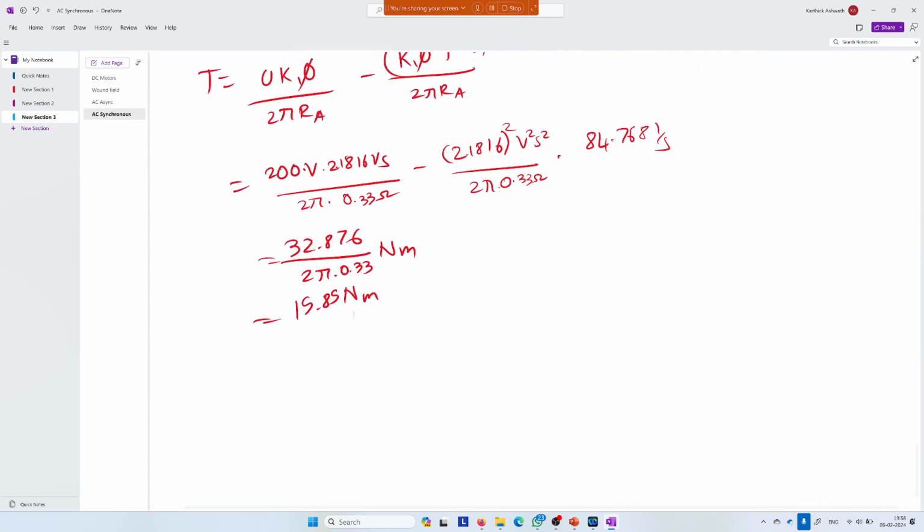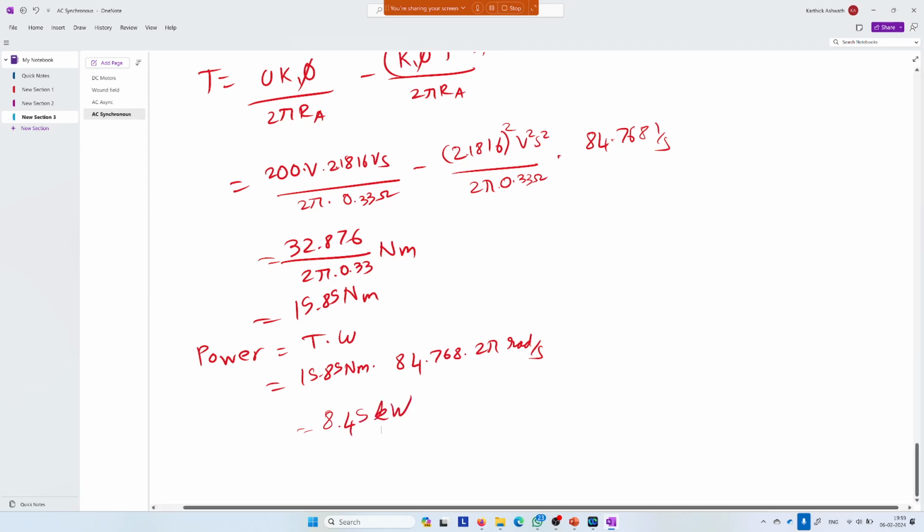The question asked is power. So power equals torque times omega, which is 15.85 Newton meter into 84.768 into 2 pi radians per second. So that gives me 8.445 kilowatt. So that's how you solve this question.